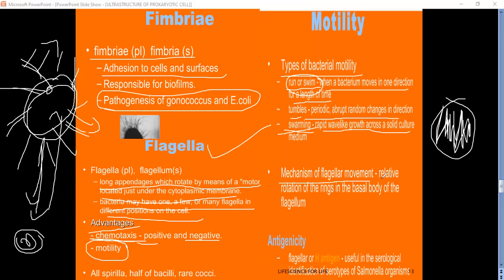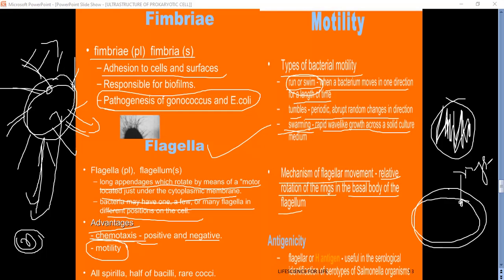Mechanism of flagellar movement: it relates to the rotation of rings in the basal body of the flagellum. So already I told that inside the cell wall is a plasma membrane. There is a motor-type network which contains a large number of rings. These rings are responsible for this flagellar movement.